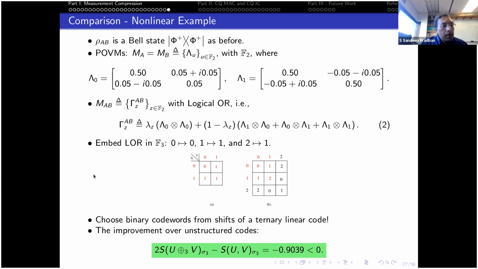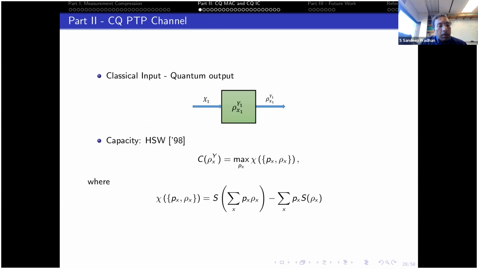All right, so maybe I should proceed to the next part here. Now we are going to look at transmission on a quantum channel and how we can do computation over quantum channels. So here we are going to look at the CQ setup, which is the classical-quantum setup. And again, the computation comes into the picture here.